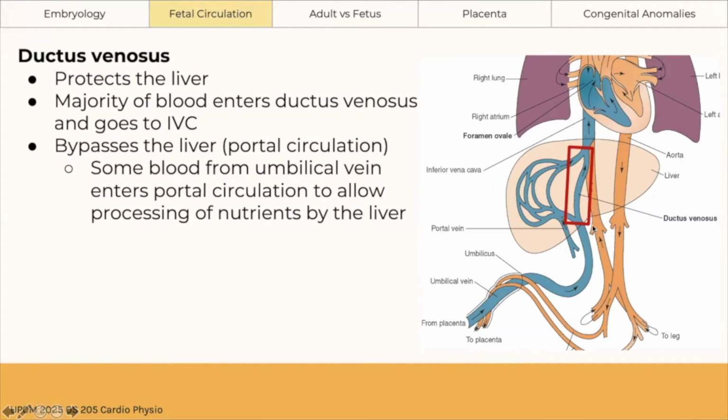So you have here your ductus venosus in the red square. This is a shunt that protects your liver. The majority of the blood will enter the ductus venosus and go to the IVC, and this effectively bypasses your portal circulation. Coming from your umbilical vein, most of your blood goes through here, your ductus venosus. This protects the liver and the portal circulation that's not yet ready for the full amount of blood. From your ductus venosus, it goes to your IVC, and then your right atrium.